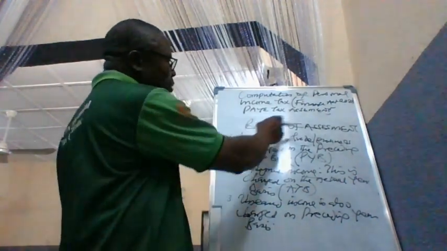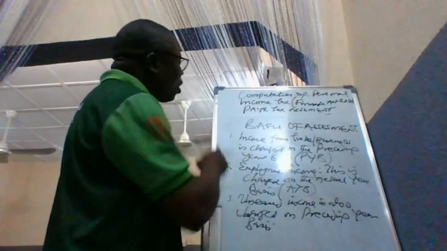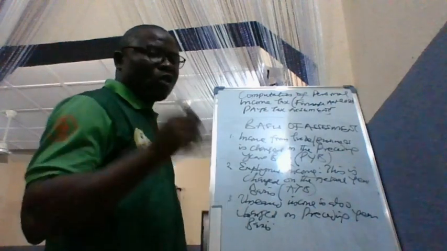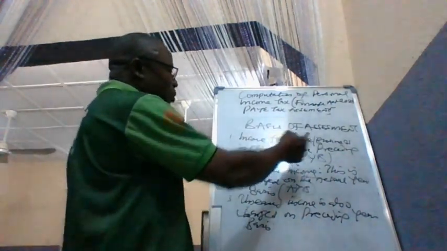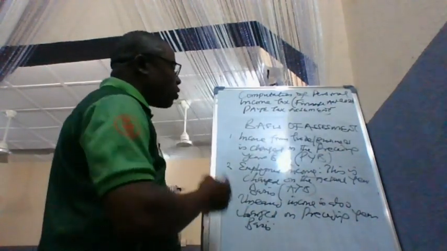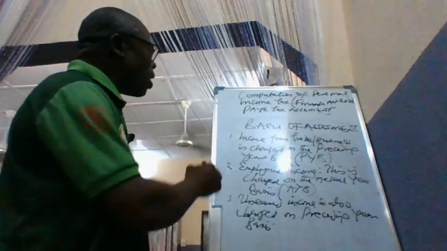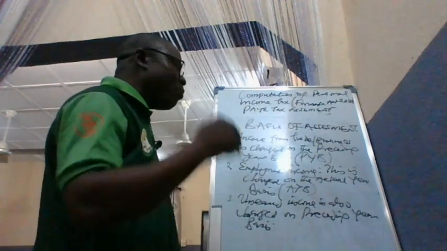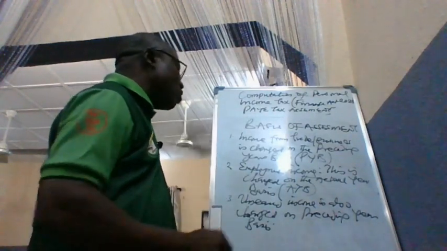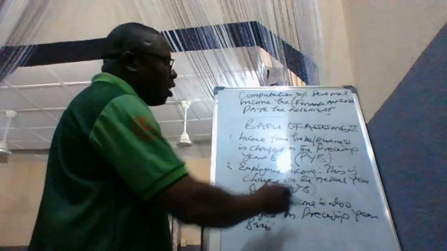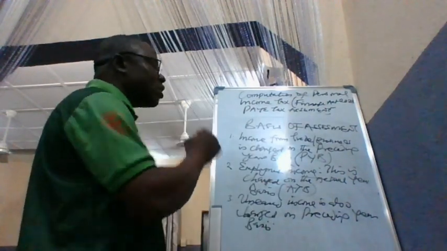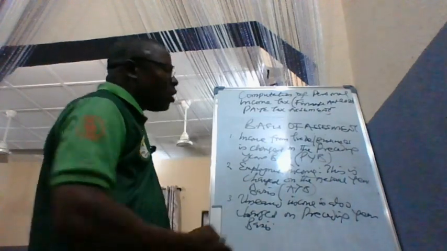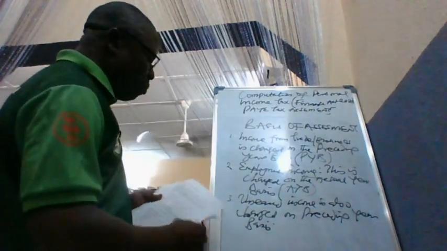So we are saying that of the basis of assessment, we have three here. Number one is the income from trade and businesses, which is supposed to be charged on the preceding year basis. The previous year is being charged for this year. Then the employment income is charged on the actual, the same year of that income is charged to the tax. And then unearned income applies the rules that apply to trades and businesses, so they are charged on preceding year basis.